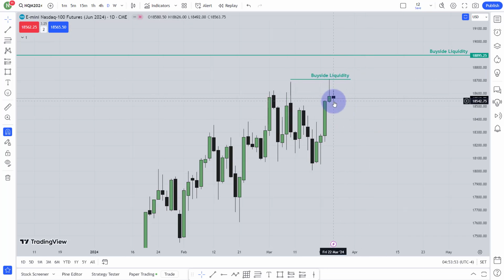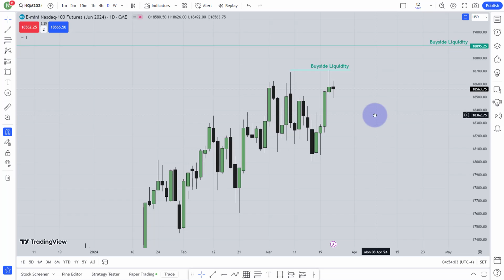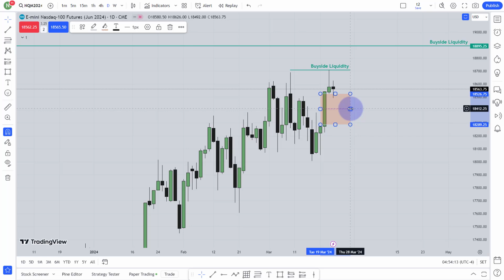On Friday, my expectation was the market will go toward that buy side liquidity. It doesn't need to take that buy side liquidity. All I need is just a run toward that buy side liquidity. That was my expectation. What else do you see? There is your daily fair value gap. This candle low, this candle high. So this is your daily fair value gap.